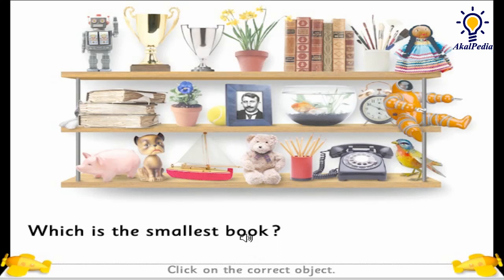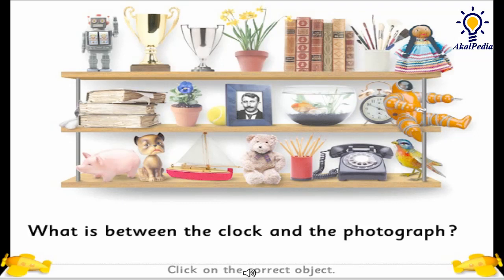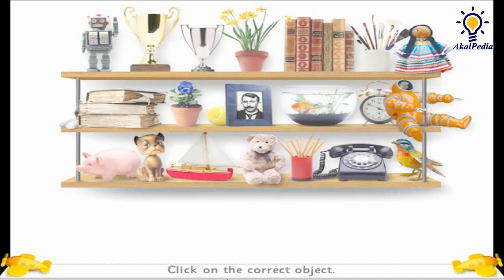Click on the correct object. Which is the smallest book? Buku yang paling kecil. Click on the correct object. What is between the clock and the photograph? Antara jam dan foto ikan akuarium. Yes.